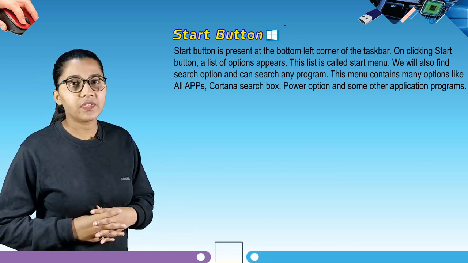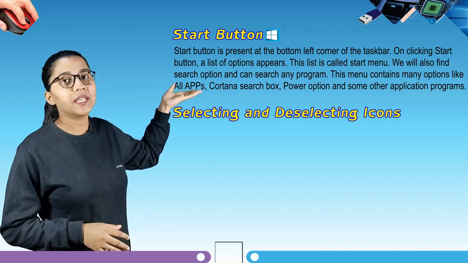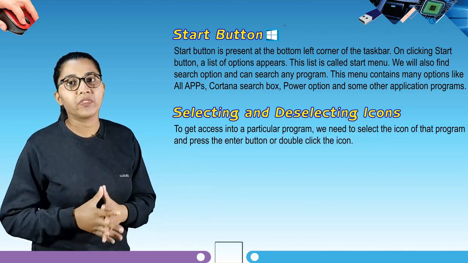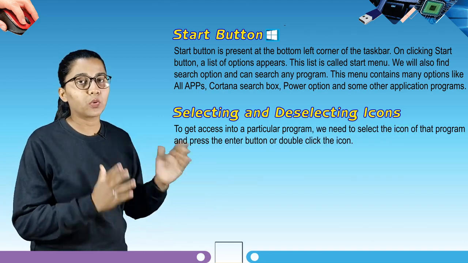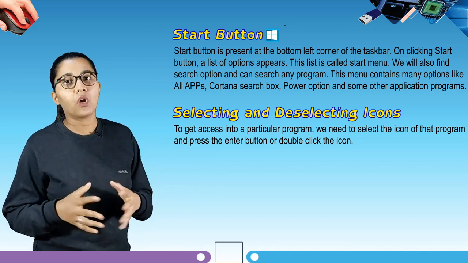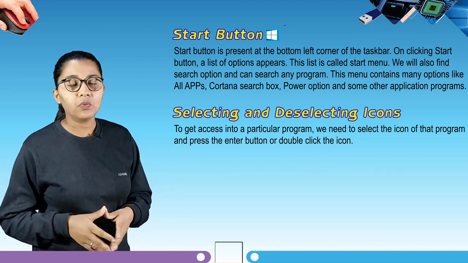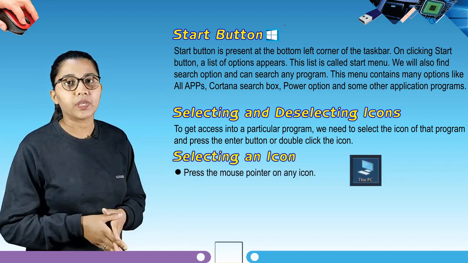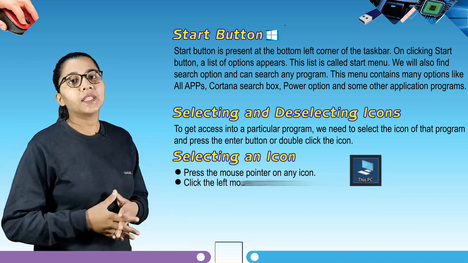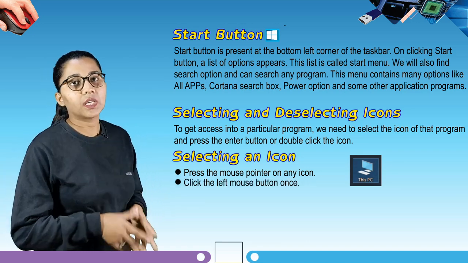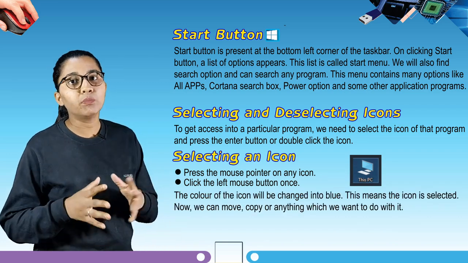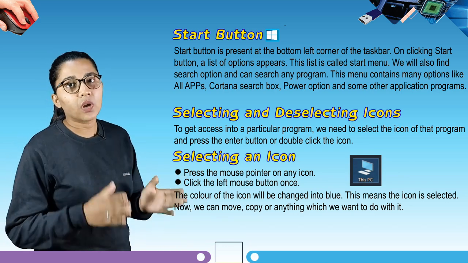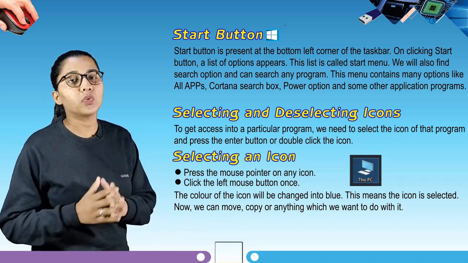Now students, next we have selecting and deselecting icons. To get access into a particular program, we need to select the icon of that program and press the enter button or double click the icon. Now let's learn about selecting an icon in detail. Press the mouse pointer on any icon. Click the left mouse button once. The color of the icon will change into blue. This means the icon is selected. Now we can move, copy or do anything which we want with it.